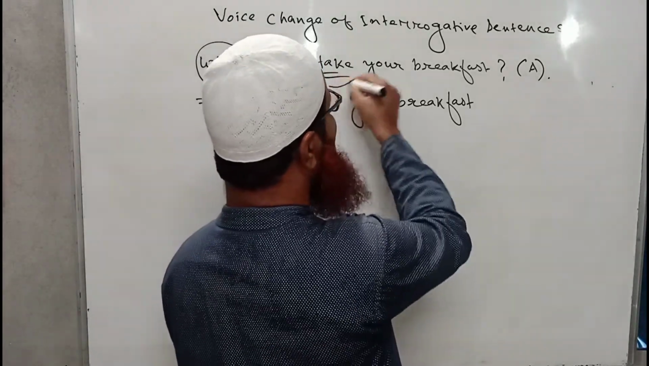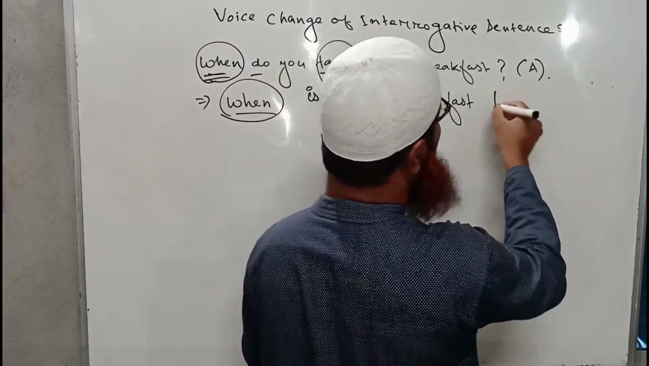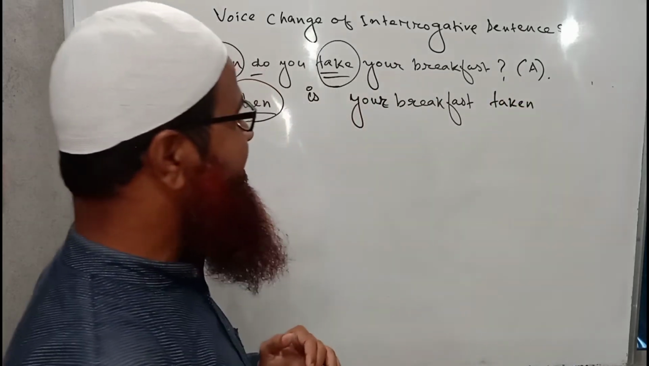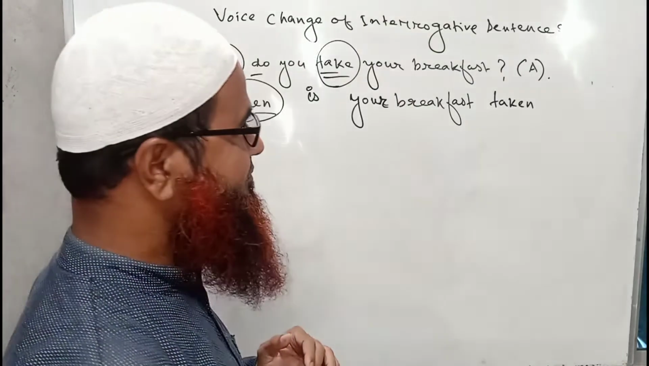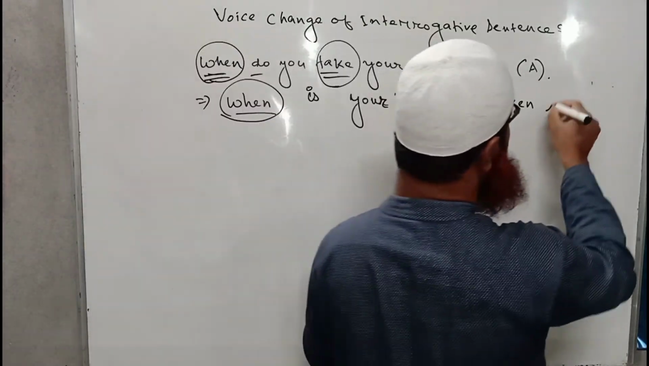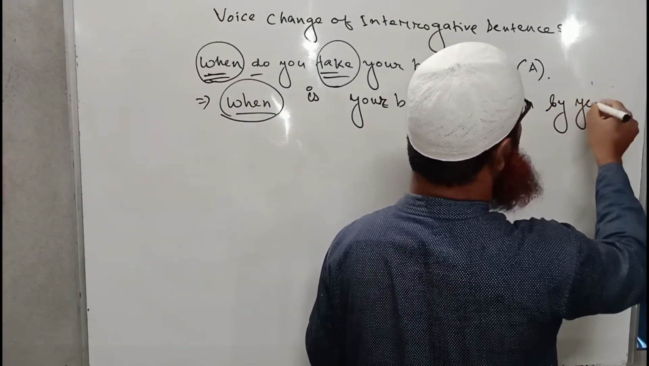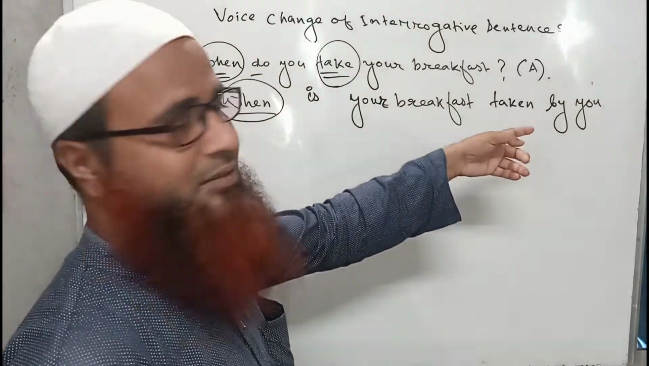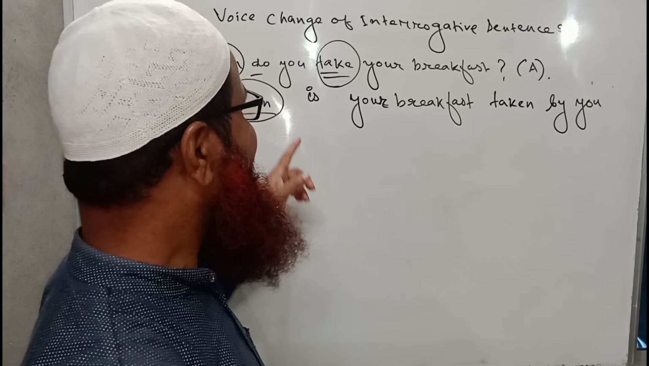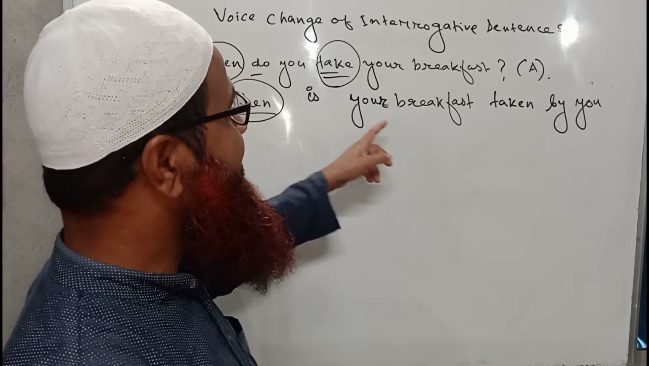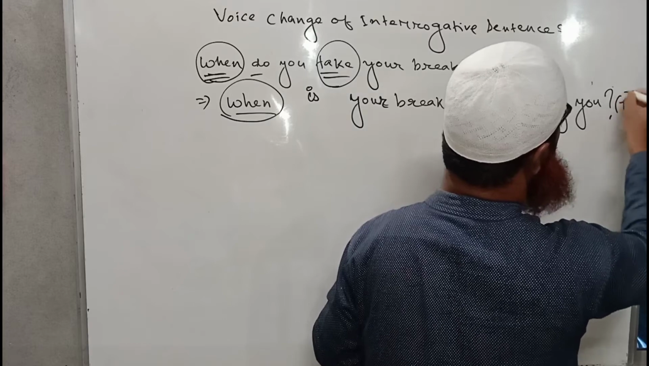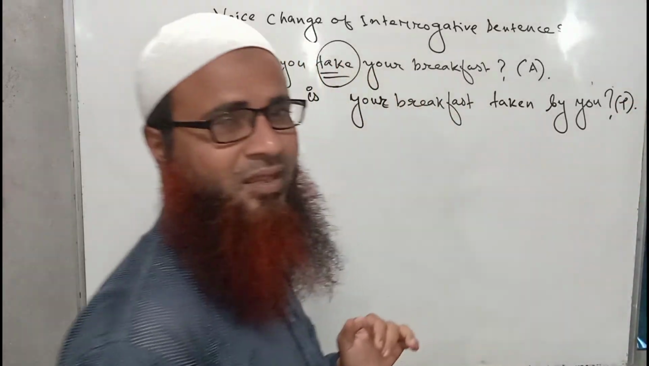Here we have to use the past participle form of the main verb. Here it is taken. Where is your breakfast taken? Then there will be by, and the main subject is you. It will be you here as an object also. That is why: where is your breakfast taken by you? Okay, this becomes passive voice.